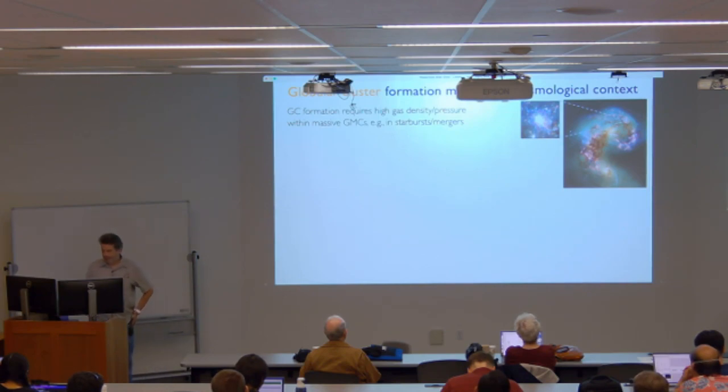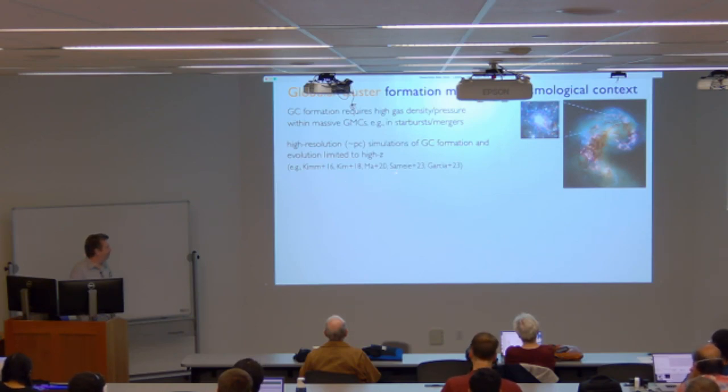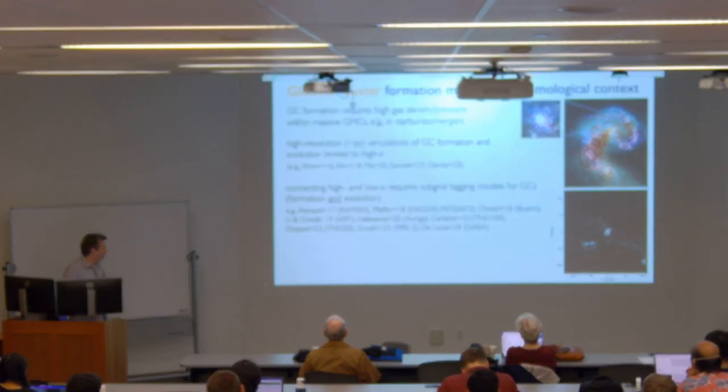So now starting to think about models for them, generically all the models are forming globular clusters in high gas density regions, high pressure regions such as starbursts and mergers. And I'll break it down into maybe two general classes of models or simulations these days. There's ones that try to resolve the globular clusters, at parsec or subparsec resolution, and still the dynamic range is so problematic that this is limited to high redshift simulations only. So that's promising for starting to compare to the high redshift observations.